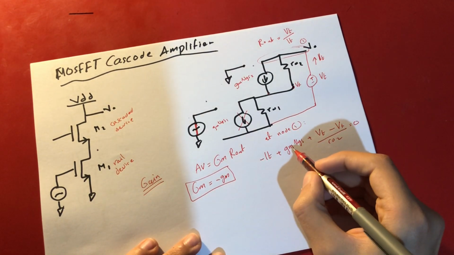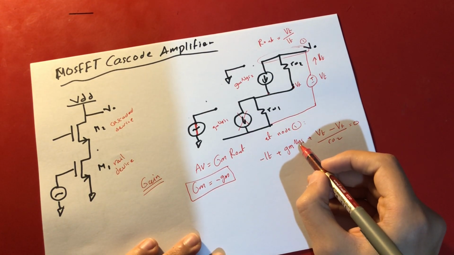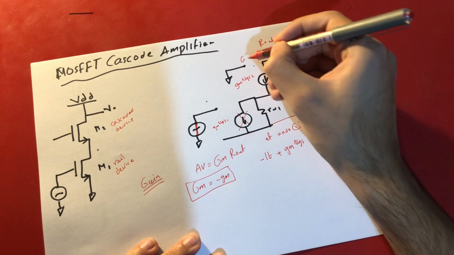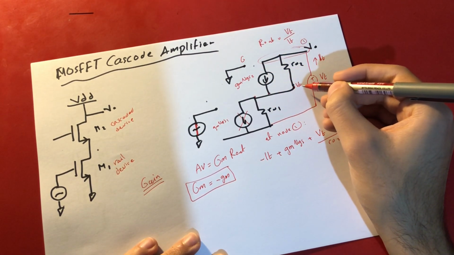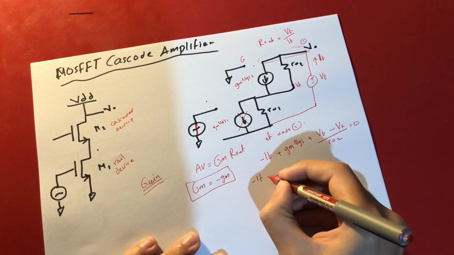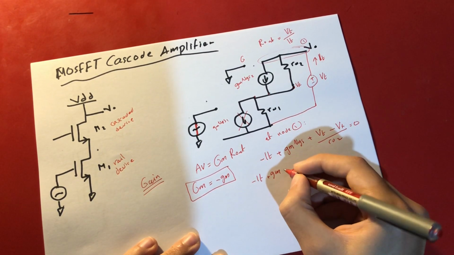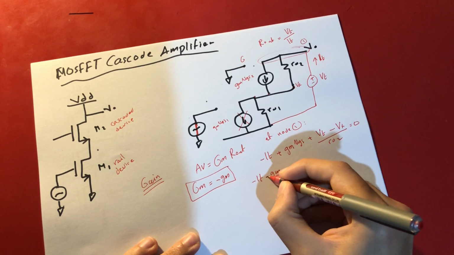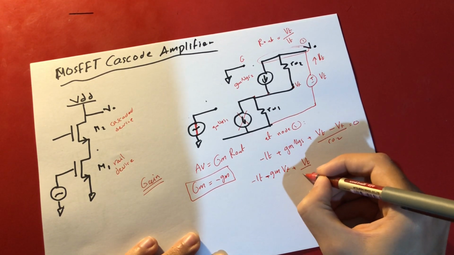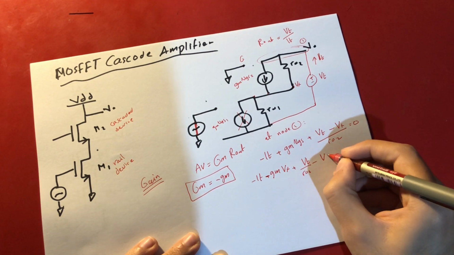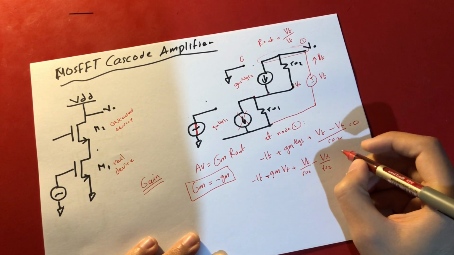All right. Now, what is VGS? VGS is VG minus VS. This is G, and this is S, right? G is 0, and S is Vx. So minus IT plus GM, this is now minus Vx, right? Plus, let's say VT over RO2 minus Vx over RO2.